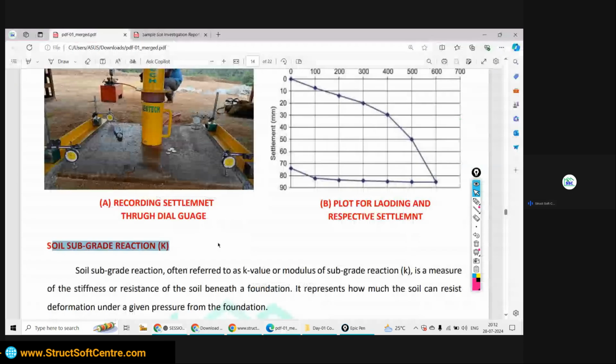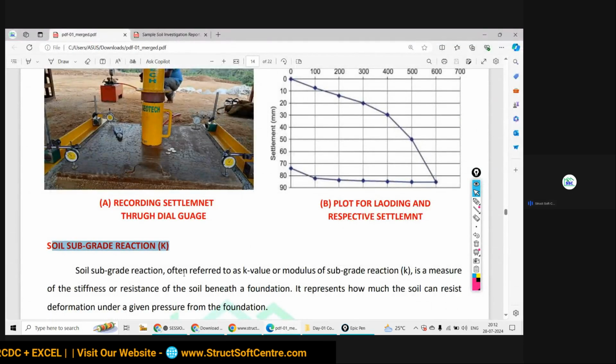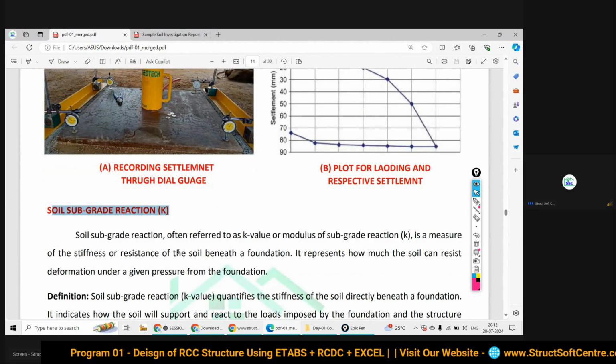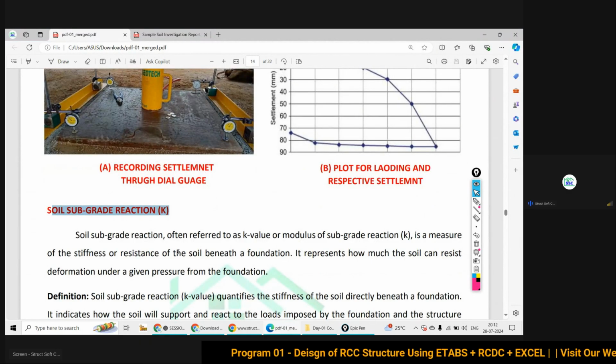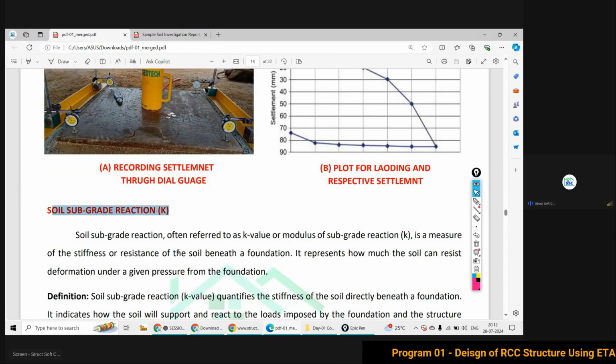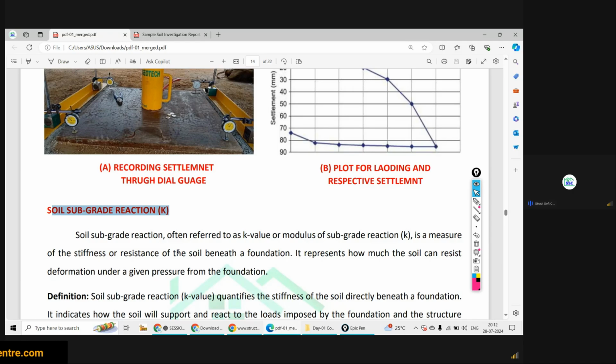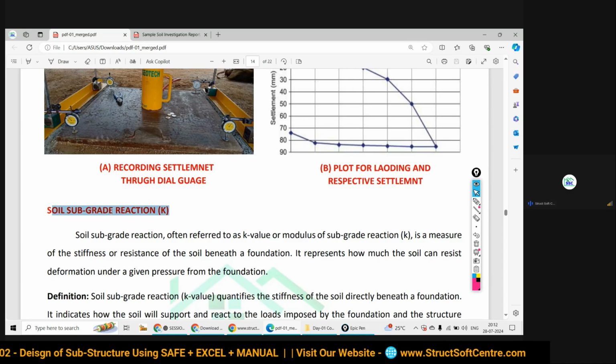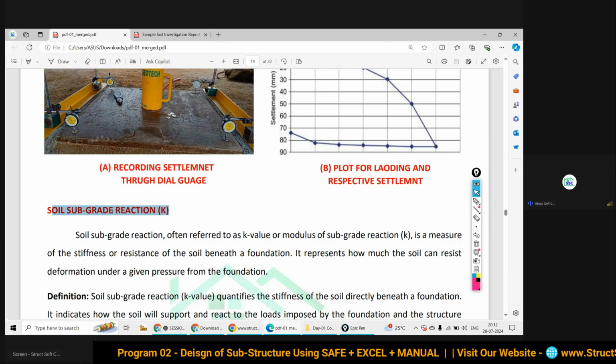Soil subgrade modulus or soil subgrade reaction, both are the same thing. Soil subgrade modulus is the most important part of this discussion. Actually, soil subgrade reaction we need to know, and this property will not come directly. It is the simple thing: it is the stiffness. If you don't want to call it soil subgrade reaction or soil subgrade modulus, call it simply stiffness.